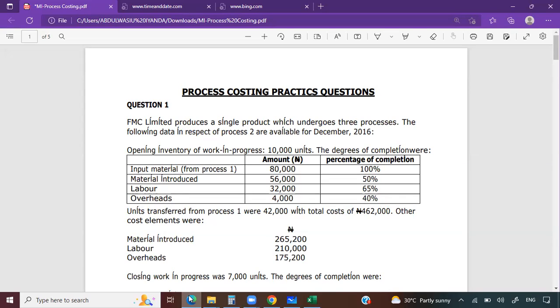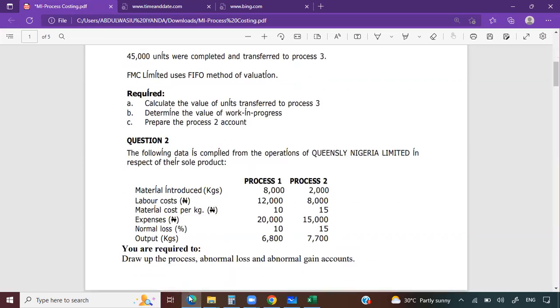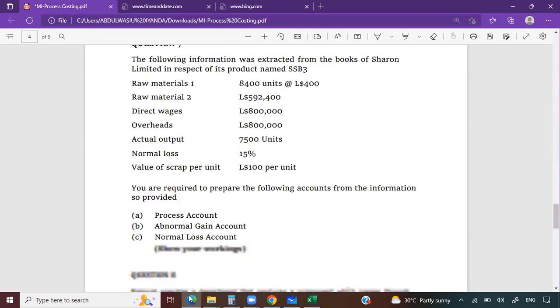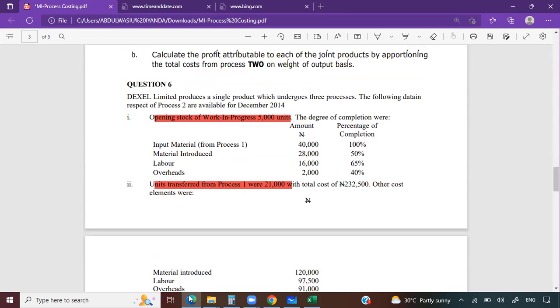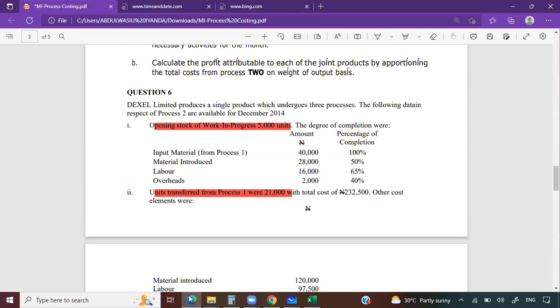And when there's work in progress, it requires a special formality than when everything is finished. So once you have any question where the examiner is giving you the degree of completion, it means that there's work in progress. There's some work that is yet to be completed.